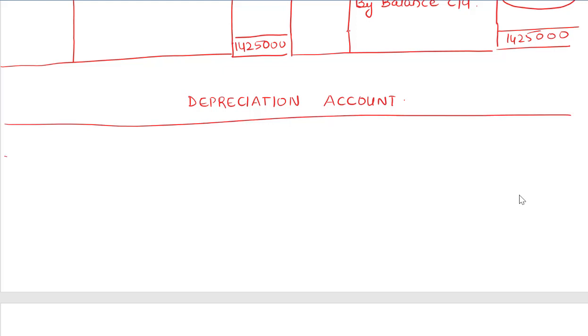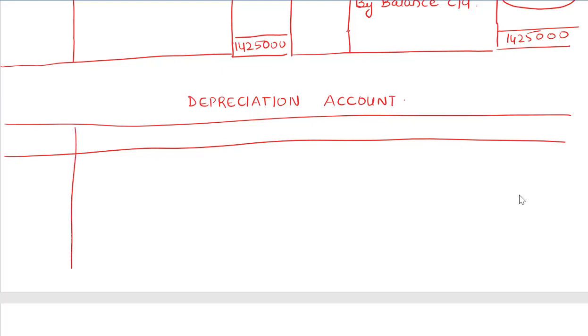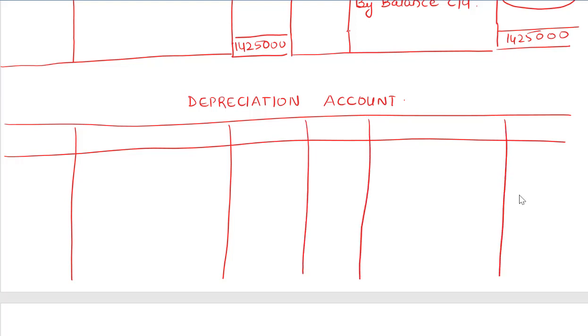The format would be the same format: date, particulars, amount, debit, credit, date, particulars, amount, that is rupees.